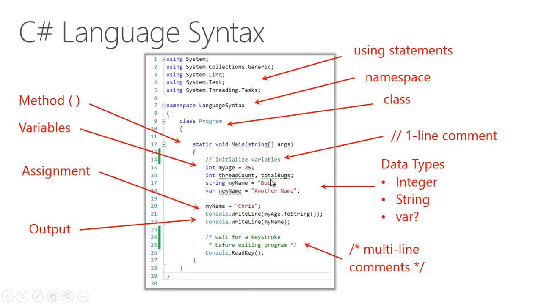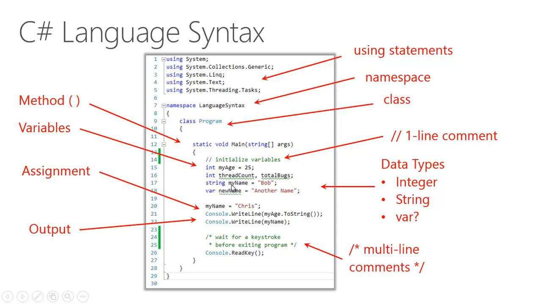Next, we have two additional variables called thread count and total bugs. Here we see that we can start to use multiple variables and we can define them in the same line. So thread count and total bugs are both of type integer, meaning they will hold numerical values or numbers.